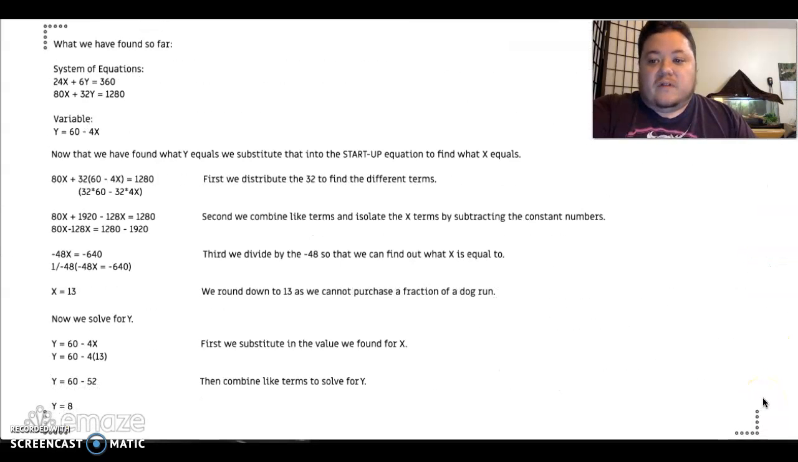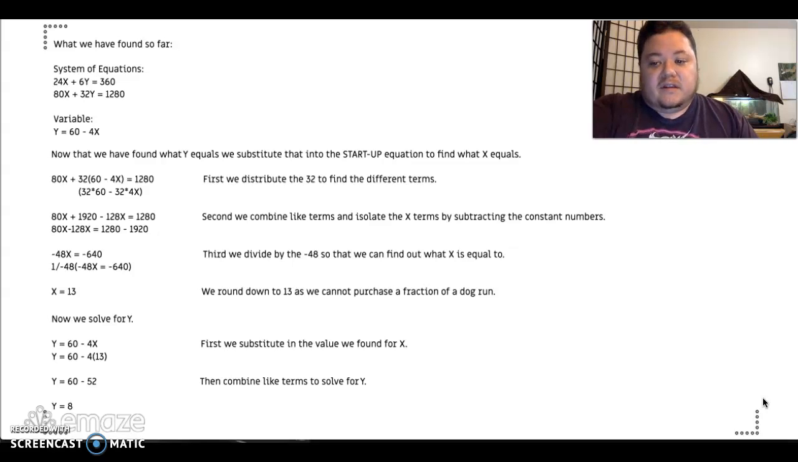So what we have so far is there on the top. Now that we have what our y equals, we're going to substitute that into the startup equation and find x. This is known as the substitution method. So we have 80x plus 32 times our y, which is 60 minus 4x. All of that equals 1,280.